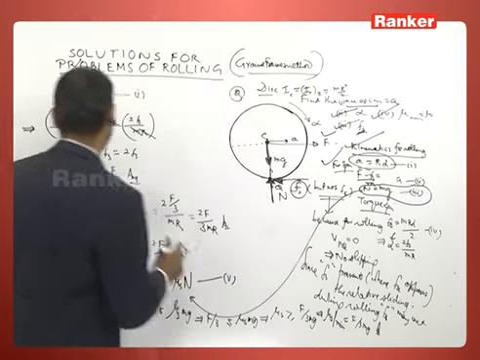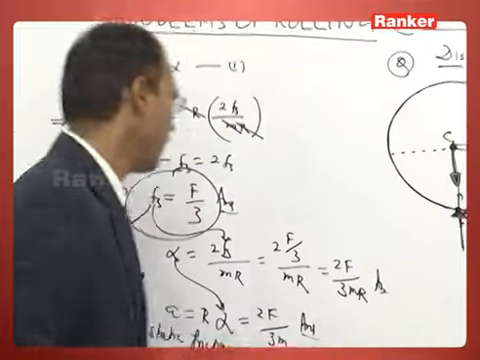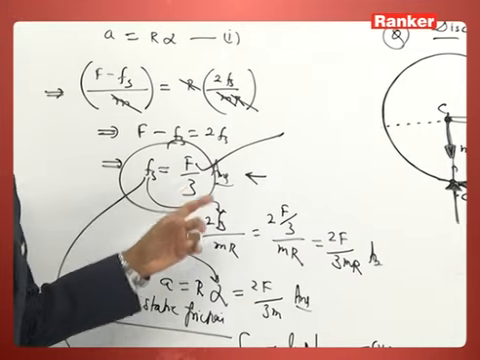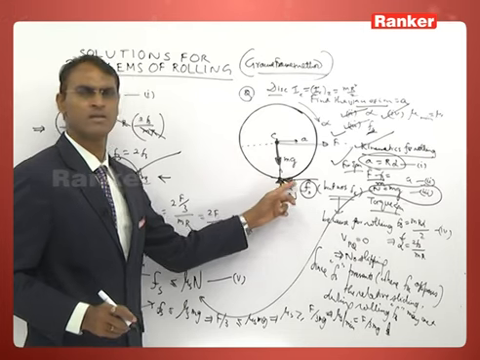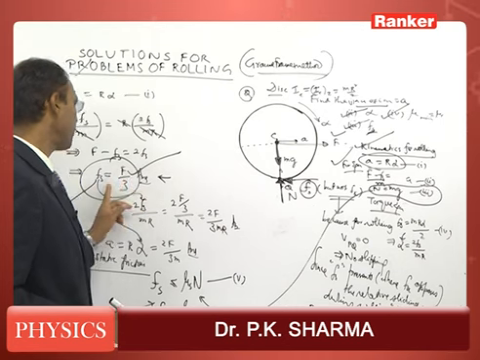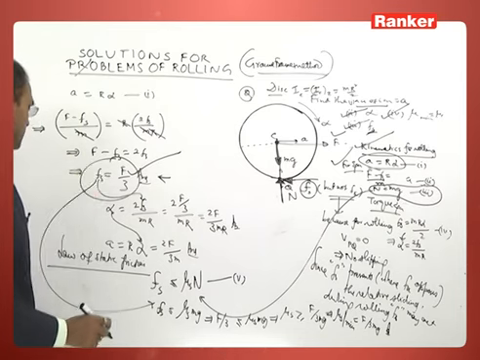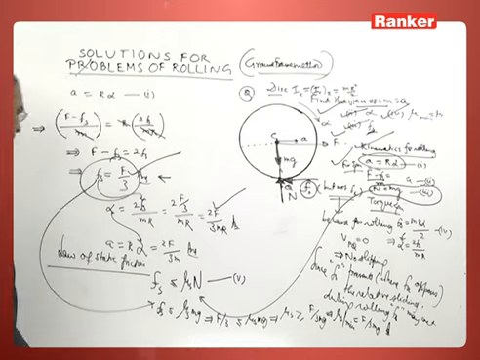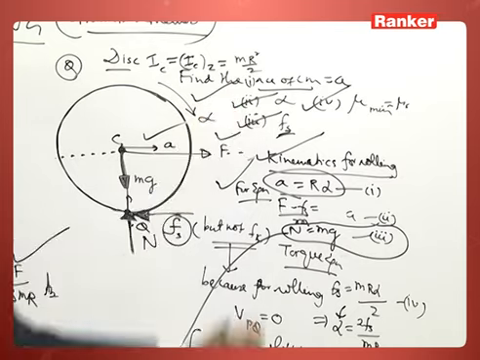For instance, the frictional force we have taken backward, and we are getting a positive result. Therefore, the frictional force direction is correct, and the direction of force of friction is backward. Our assumed direction is correct because we have got a positive result. Alpha, we have got a positive result. Therefore, our assumed direction of alpha is correct. Acceleration of the center of mass, we got a positive result. Our assumed direction of center of mass acceleration is correct.